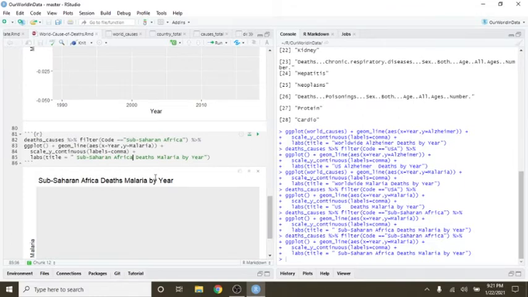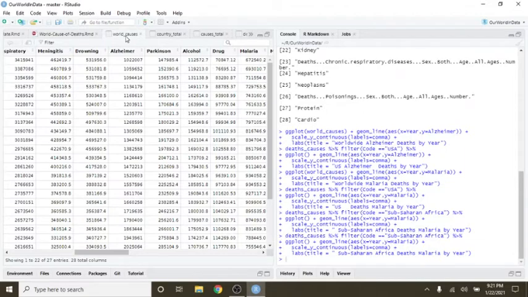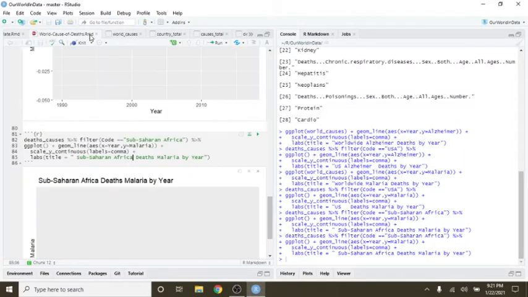Huh. Why is there? Oh, that's because I'm using a code and not the name.